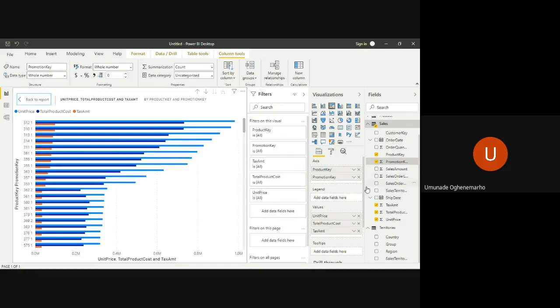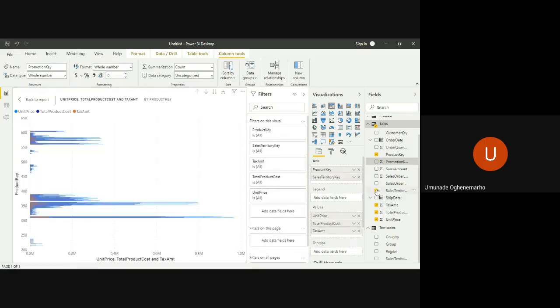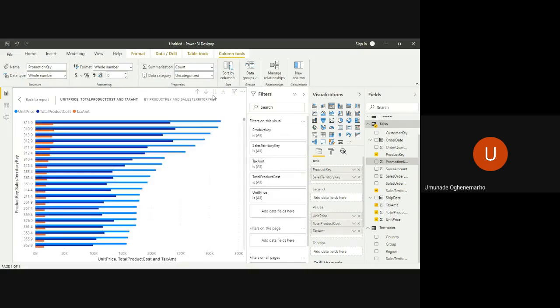Promotion key. Let me use a key that we will be more familiar with, sales territory key. Since we've been looking at this data, I expect that you are already familiar with this. Expand down one level in the hierarchy. So here we can see the product, the product key and the sales territory key.